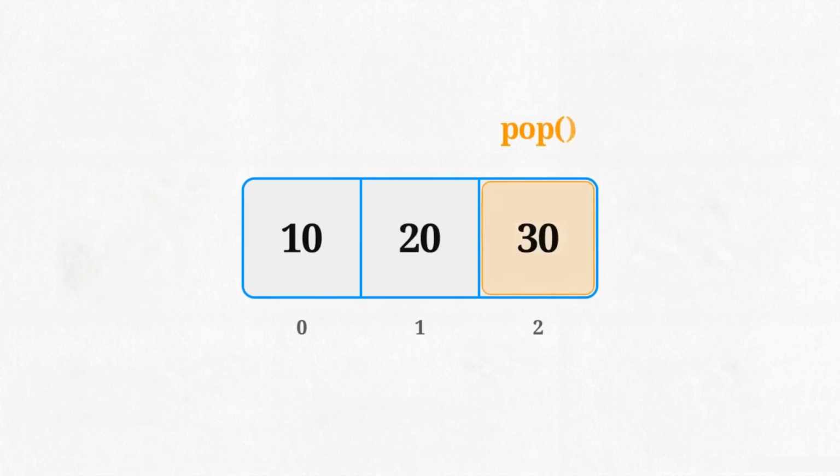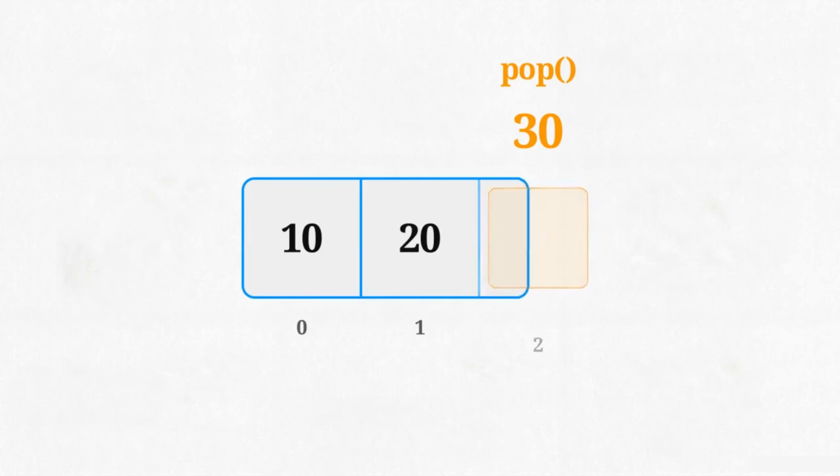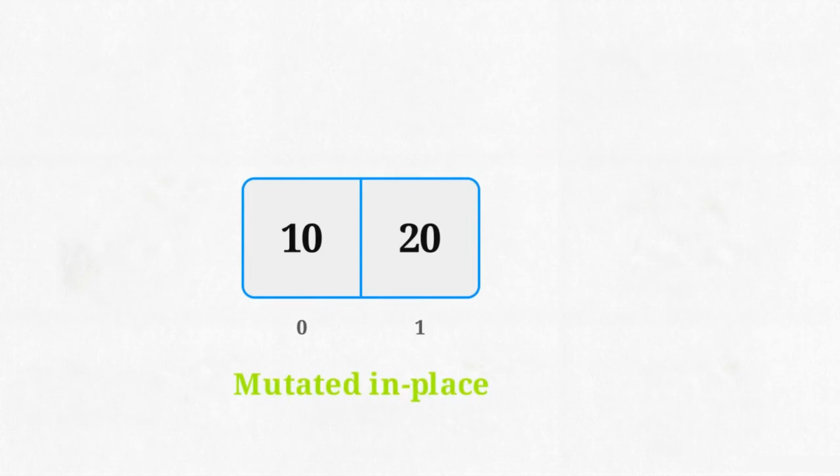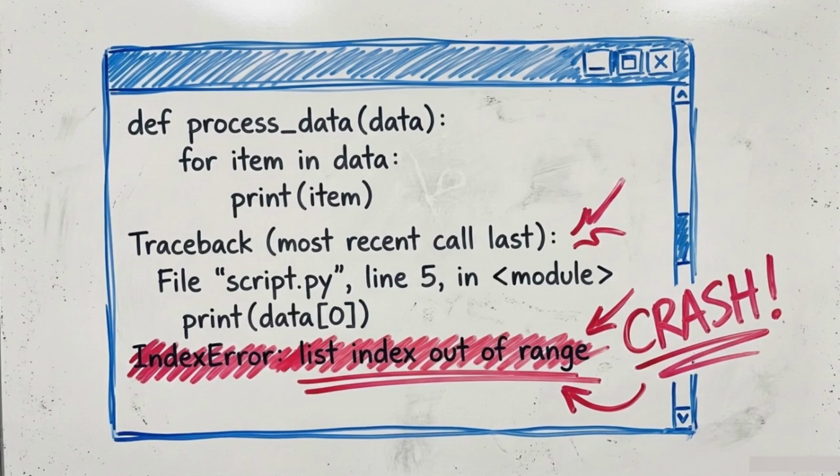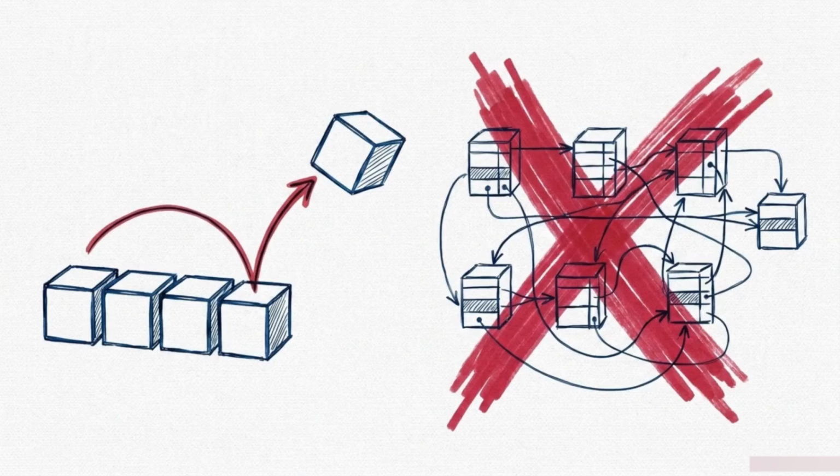The value is extracted, and the list boundary shrinks to close the gap in memory. This is the power of mutability. The list handles its own memory cleanup in place. To prevent errors, the code uses a conditional check, if not self.isEmpty. Attempting to pop from an empty list triggers an index error. This check prevents a crash, mirroring what theory calls a stack underflow. Python's native pop allows for LIFO retrieval without requiring us to use manual pointers.